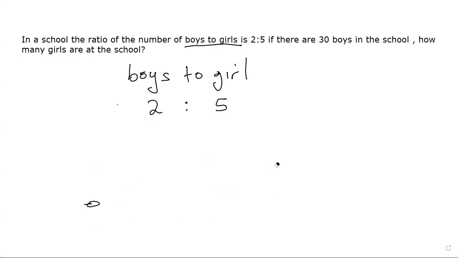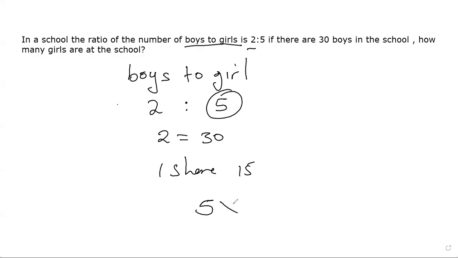Another way you can look at it now and say, okay, since they gave us the equivalent of boys, which is 2, and that gave us 30. So that means technically it's like 1 represents 15, right? So 1 share represents 15. So if you have 5 girls, you're going to multiply 5 by 15 to give you 75.